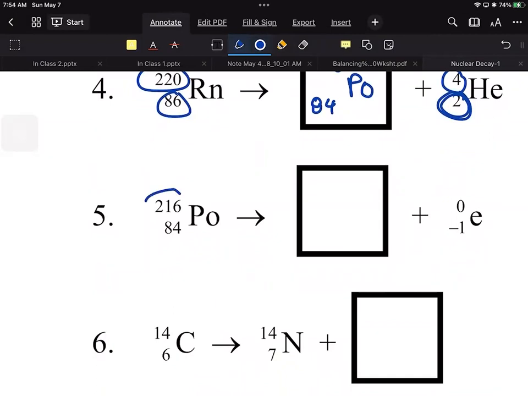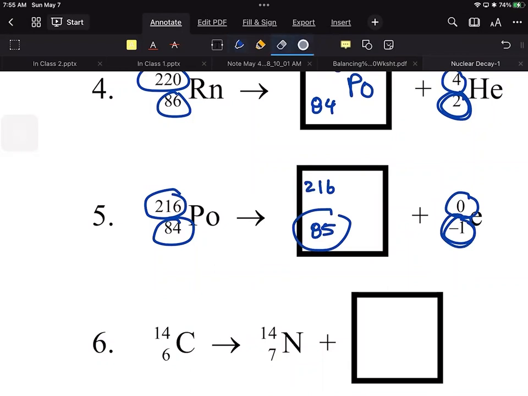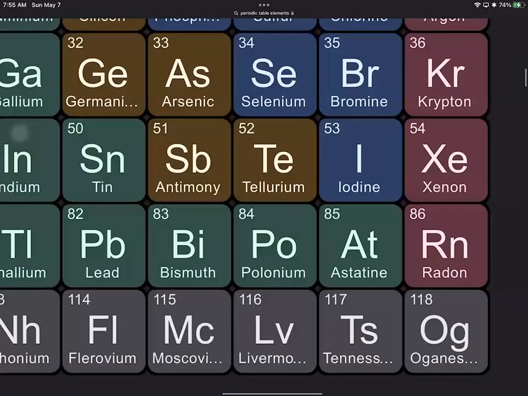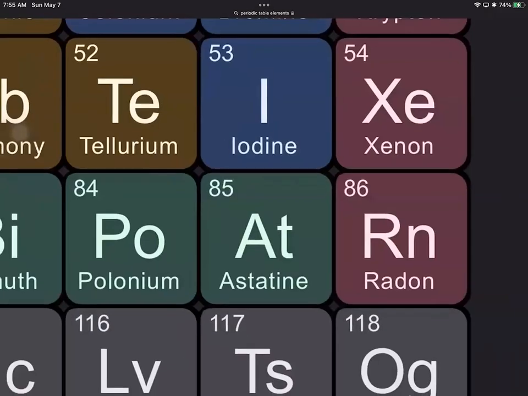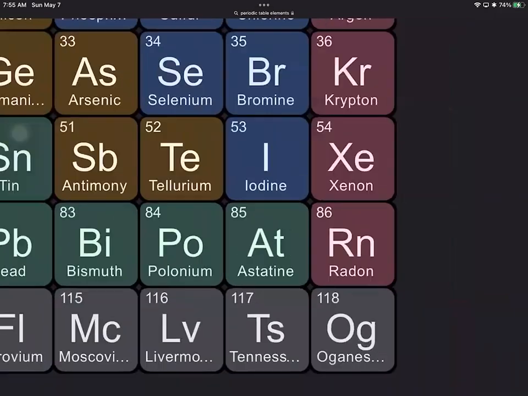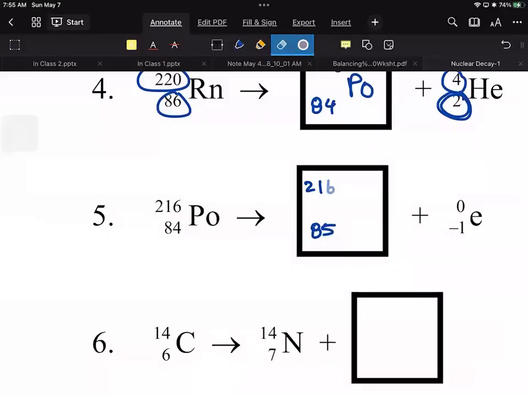All right, so 216 goes down to 0. So what plus 0 equals 216? That'll just be 216. 84 breaks down to -1. So what plus -1 equals 84? 85, because 85 minus 1 equals 84. Sweet. Now we need to find something that has 85. That would be At, astatine, I don't know.